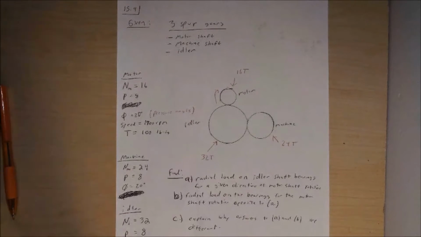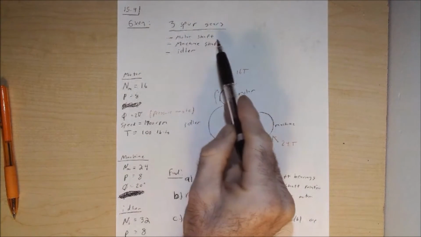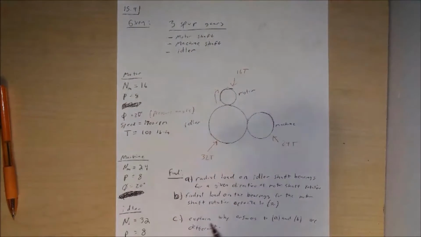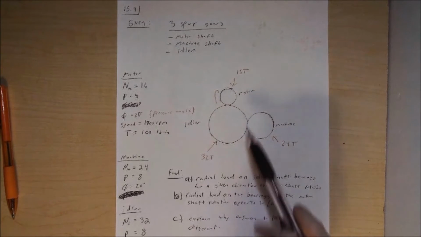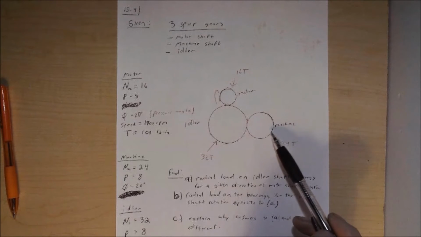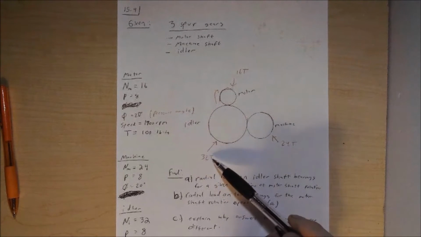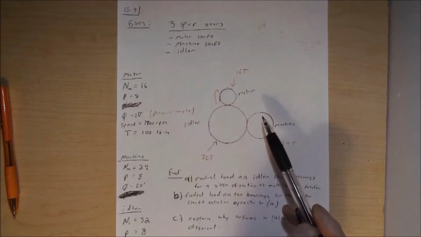So the first thing I do is I read through the problem statement and realize they give us 3 spur gears. We have a motor shaft, a machine shaft, and an idler. So with that information, I come down and redraw a simplified 2D version of my schematic here. We have my motor up top, the gear with 16 teeth, the machine over here to the right with 24 teeth for that gear, and our idler has 32 teeth. So all this information is now in a nice simple 2D schematic here.